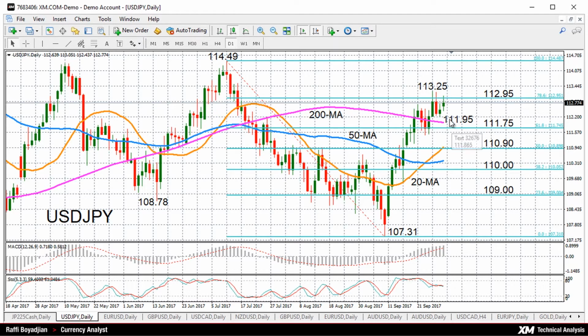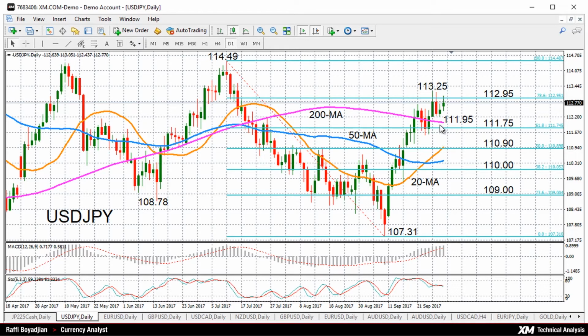However, we are seeing some resistance around the 113 handle, which is the 78.6% Fibonacci retracement of the down leg from 114.49 to 107.31. You can also see the stochastics are showing a fairly neutral momentum, and although prices have managed to spike up to the 113 level, they haven't managed to close above it. So without a sustained rise above the 113 level, we could see the short-term bias shifting to a more bearish one.